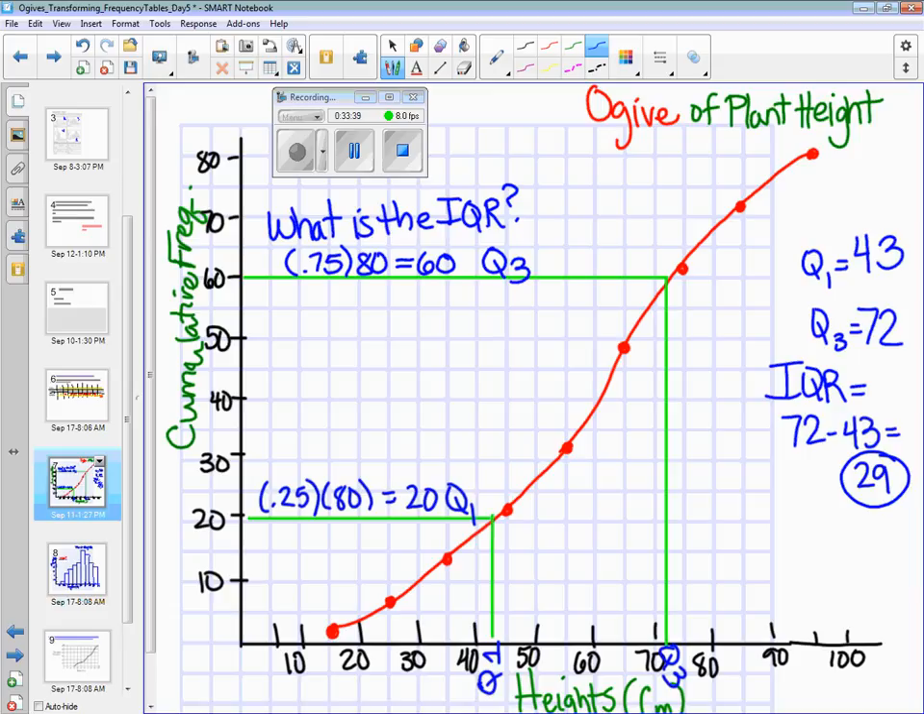Because I had to multiply them to figure out where the frequency was that I'm looking at. And then the numbers down here are what the quartiles are. So I had to use this 20 to come over here and come down here. 42 was the quartile. Okay? Any other questions?